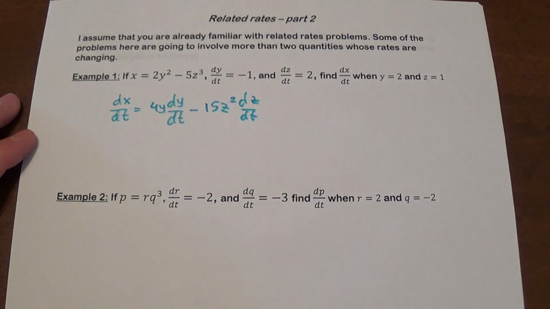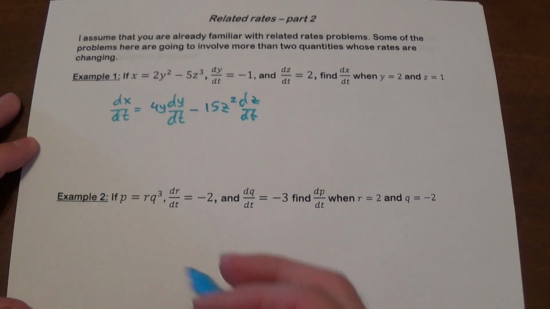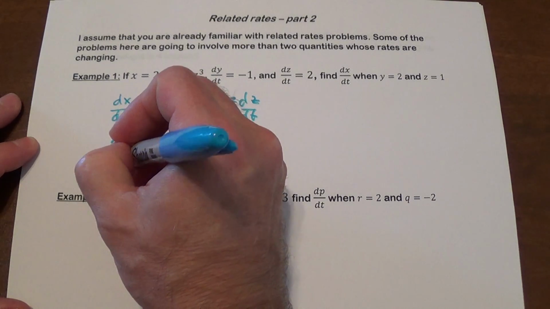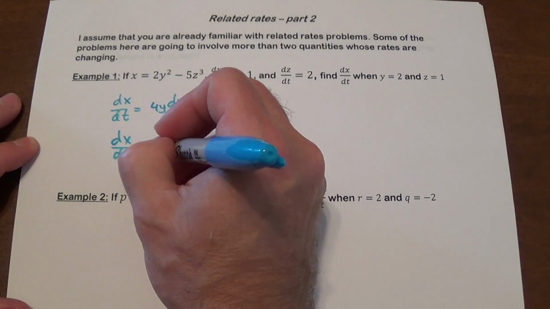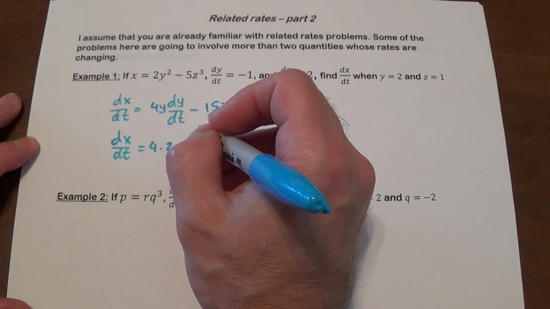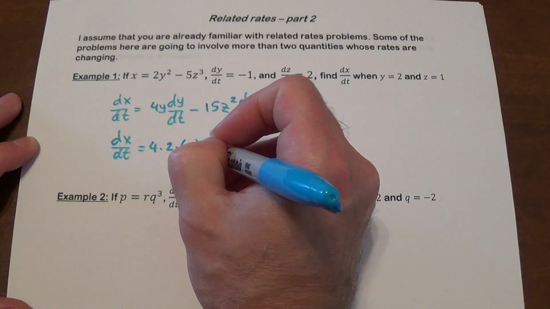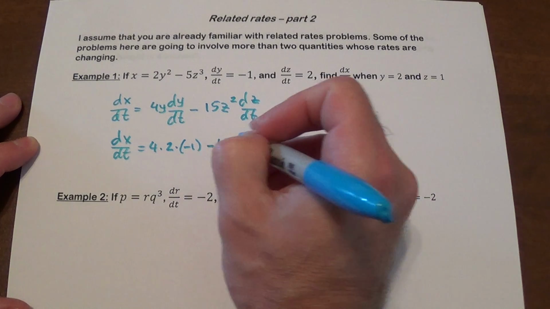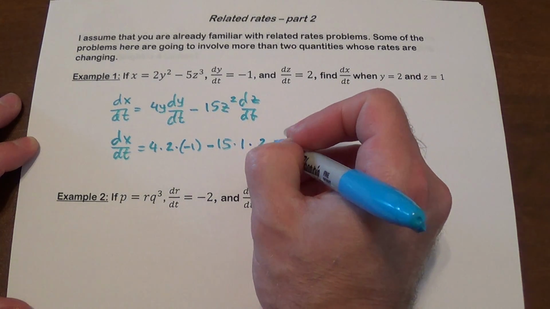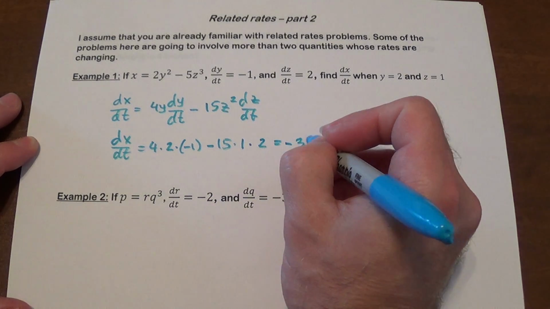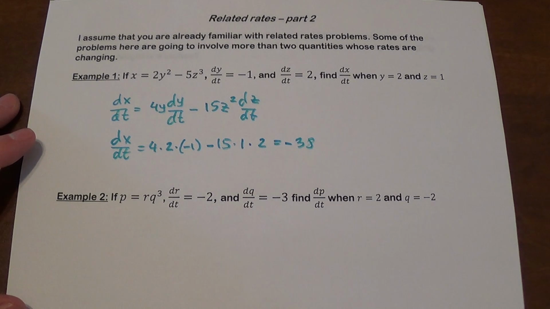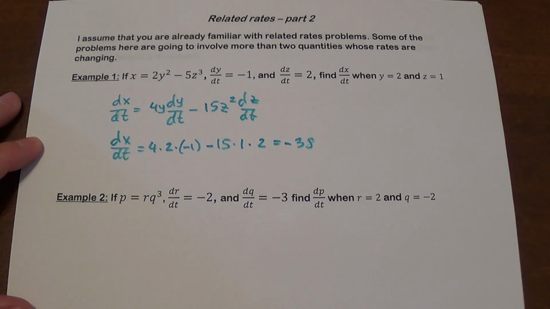And what we're going to do after that, we're going to substitute all the values because we have everything that we need here. So then dx over dt is going to be 4 times y, that's 2, times dy over dt, which is -1, minus 15 times z squared, which is 1, times dz over dt, which is 2, and all that is going to give us -38. We don't have units here, it's units per unit of time.